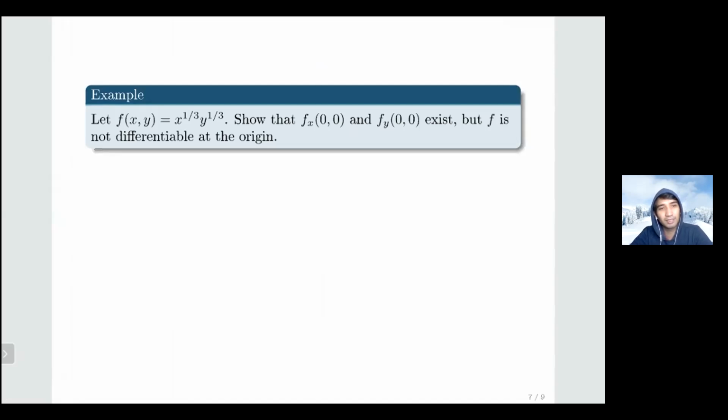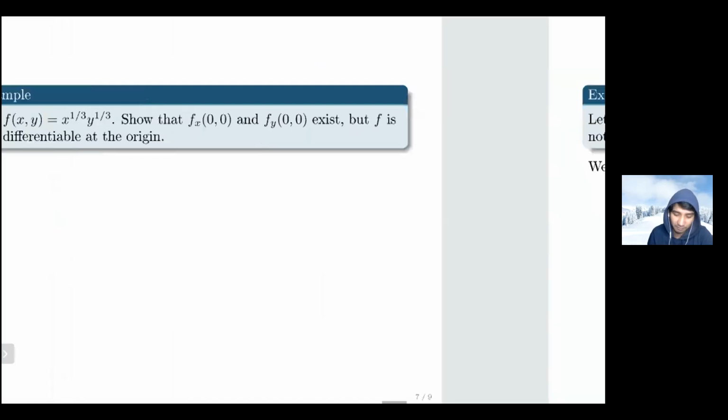Ang point na example na to ay para ipakita na hindi talaga enough na nag-exist lang yung partial derivatives para sabihin differentiable yung function. Hindi siya ganun kasimple. We really need the third condition here. Yung may ugly limit. Kailangan talaga natin yun.